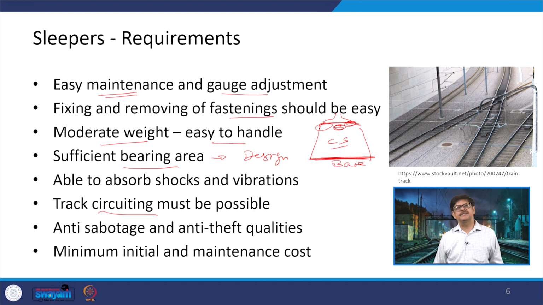It should be of anti-sabotage and anti-theft quality. It should not happen that we have provided a sleeper and the next day when we come there we find the sleepers are not there. So, they have to be designed in such a manner that once they have been fixed and jointed with the rails at the top, it becomes difficult to take them out and take them away. So, that is also important.